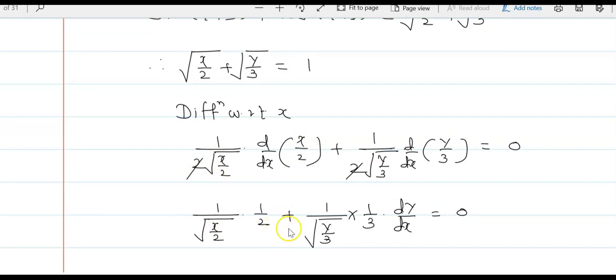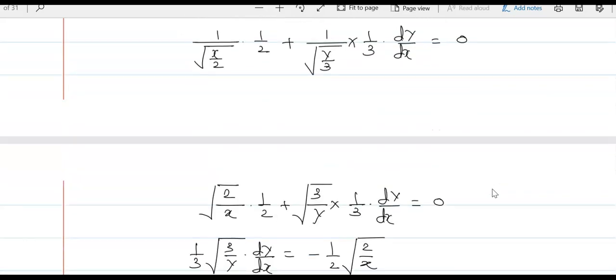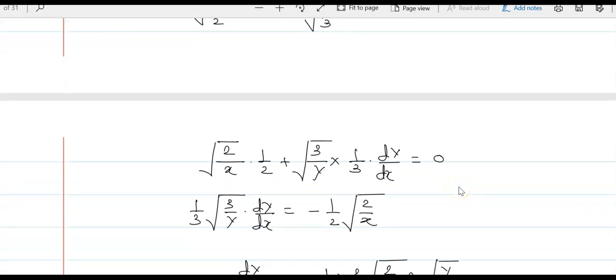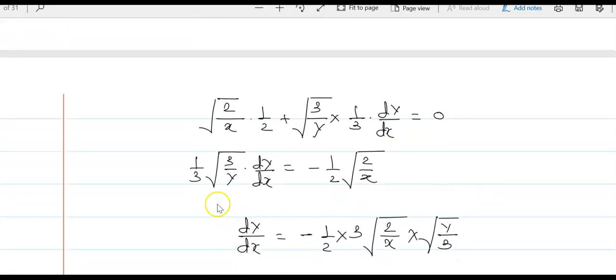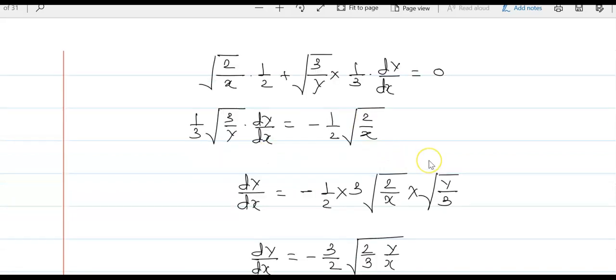Derivative of x upon 2 is 1 upon 2. 1 upon 2 root of y upon 3 into d/dx of y upon 3, that is 1 upon 3 into dy by dx, is equal to 0. Therefore, this is root of 2 upon x into 1 upon 2 plus root of 3 upon y into 1 upon 3 into dy by dx is equal to 0. Therefore, 1 upon 3 root of y upon 3 into dy by dx is equal to minus 1 upon 2 root of 2 upon x.